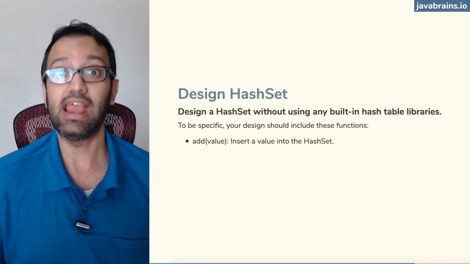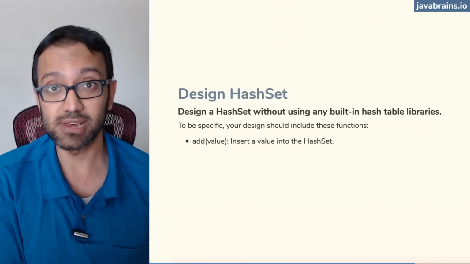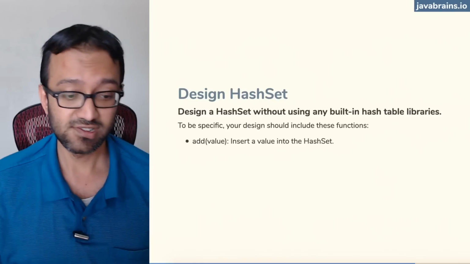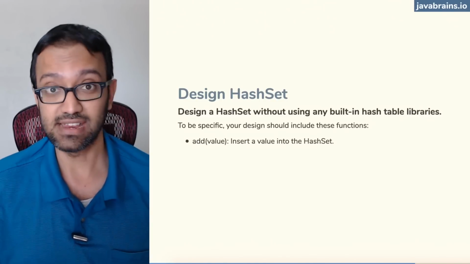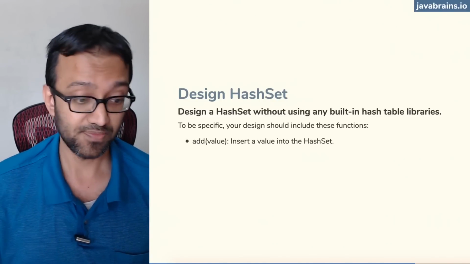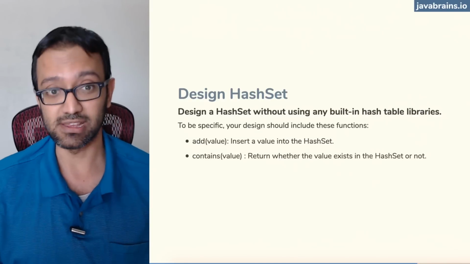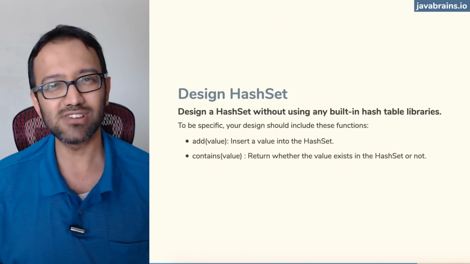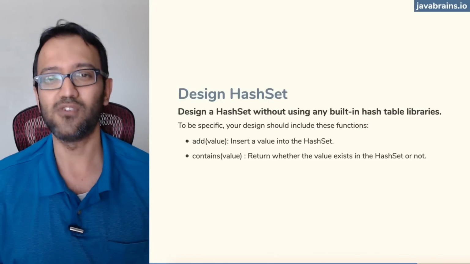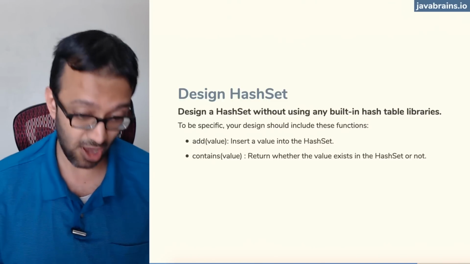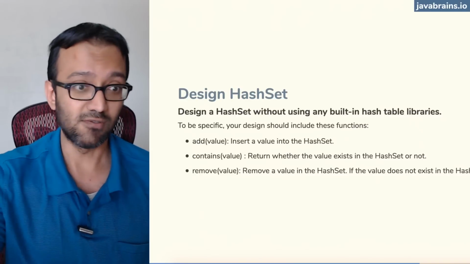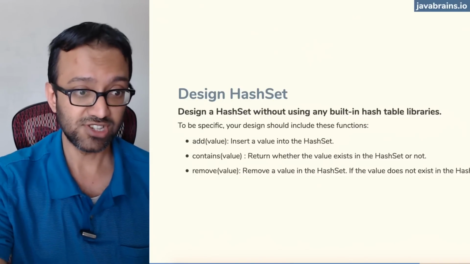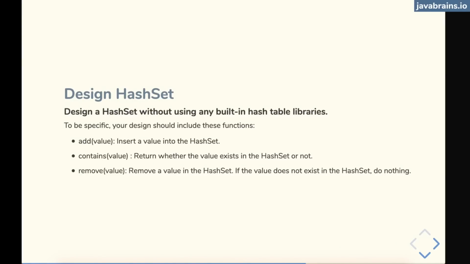So given an add method, your custom implementation of Hashset needs to have an add method, which takes in a value and then inserts it into your hash set. All right. Then there needs to be a contains method, which takes a value and sees if it actually exists in the hash set, right? And it returns true or false if it exists in your hash set or not. And then the third one is remove. You need to remove a given value from your hash set. If the value exists in the hash set, you remove it. If the value does not already exist in the hash set, you just don't do anything.